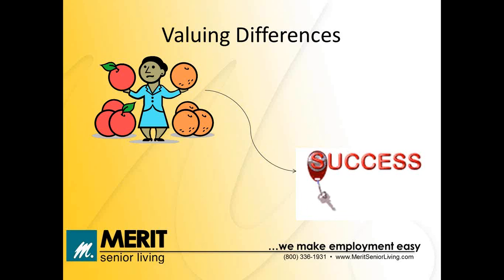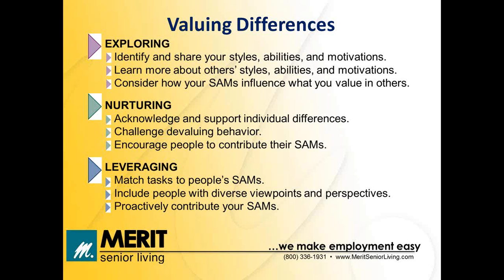We have begun the exploring process by identifying that SAM, their style, their abilities, and motivations. Their style, their unique way of approaching situations. Their ability, the knowledge, skills, and capabilities. And their motivations, their goals, their values, things the person enjoys. This is the exploring process. To go further, we need to nurture those differences by showing people that you value their unique SAMs. You will see how exploring and nurturing differences enables you to leverage differences, to tap the power of people's SAMs so you can maximize their contribution. Let's dig deeper into each one of these steps.